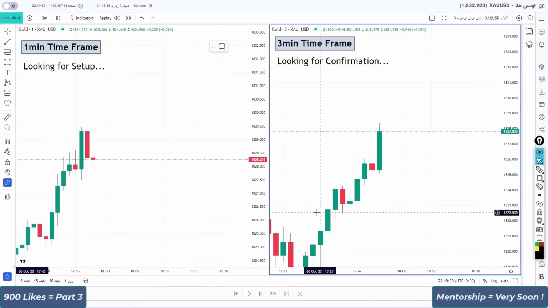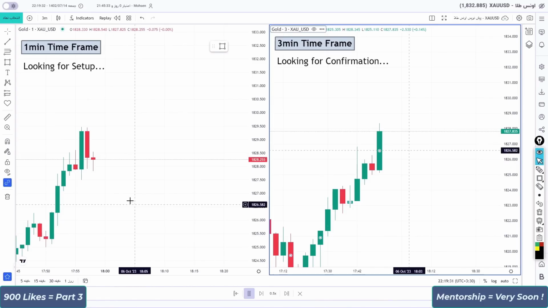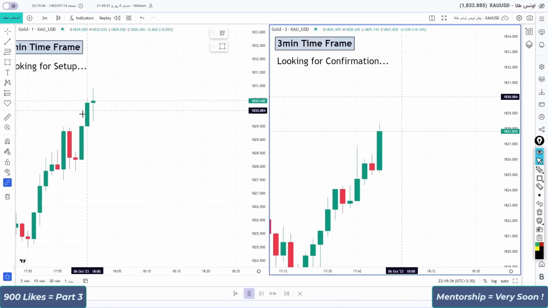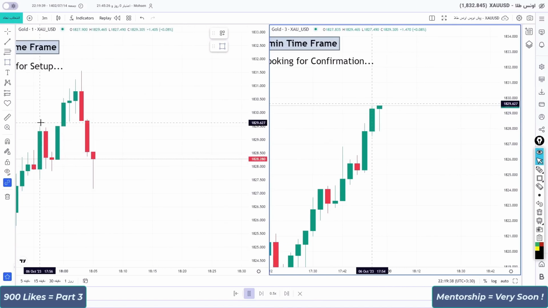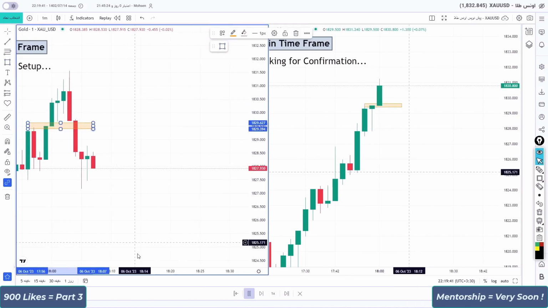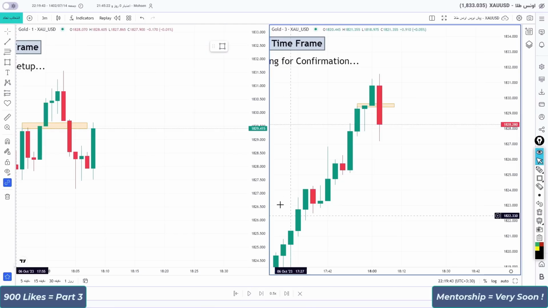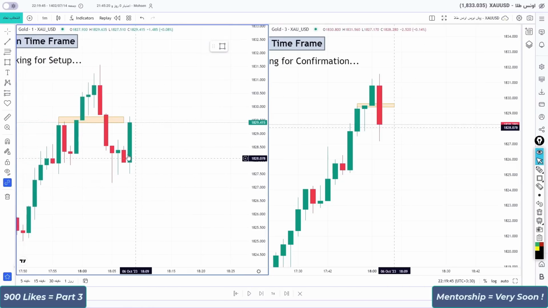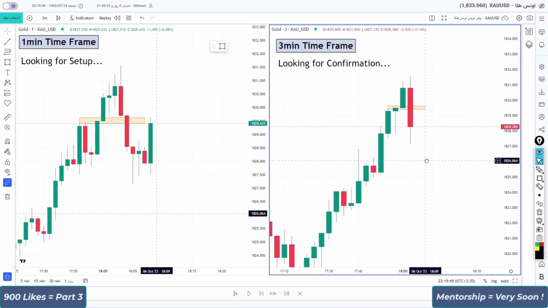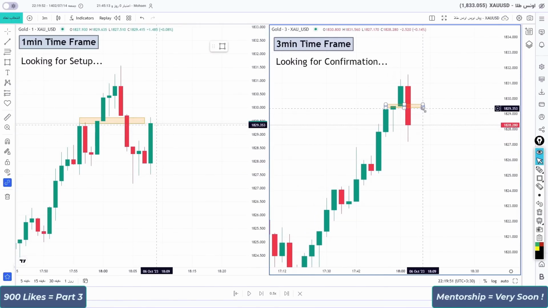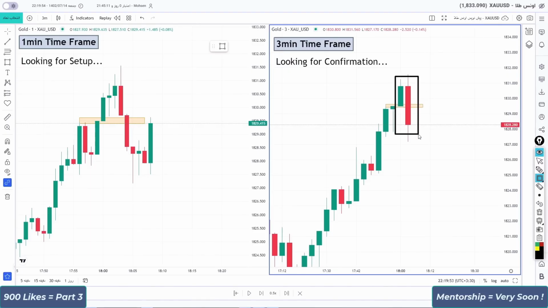Okay, now I played that. You see that we are going up here, we don't see any setup, and this is the 3 minute. It's coming down. It broke this. We have this QM. Hold on. Oh my god. All right, now it's interesting. Look at this. This is a QM setup, right? And what was the confirmation? An engulfing pattern. Do we have the confirmation? Yes. Do we have the setup? Yes. Where's the setup? The setup is at our entry.